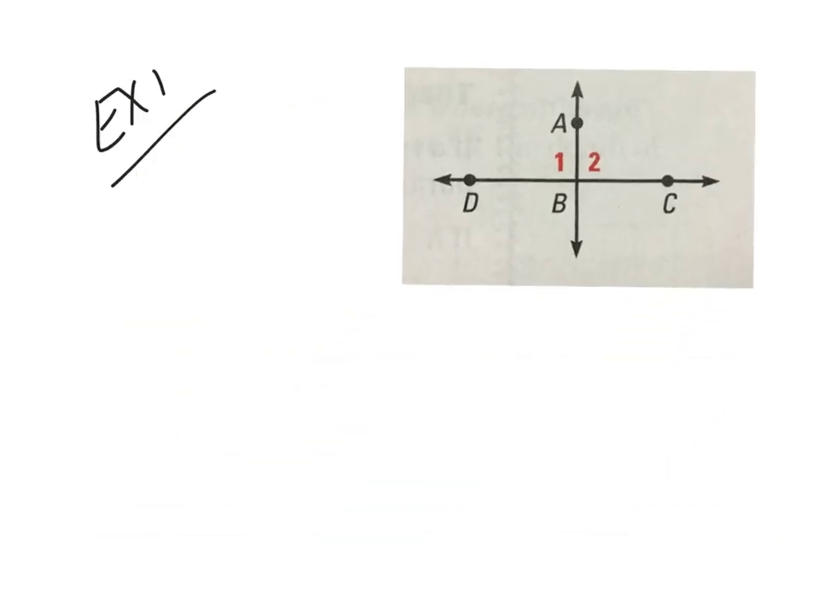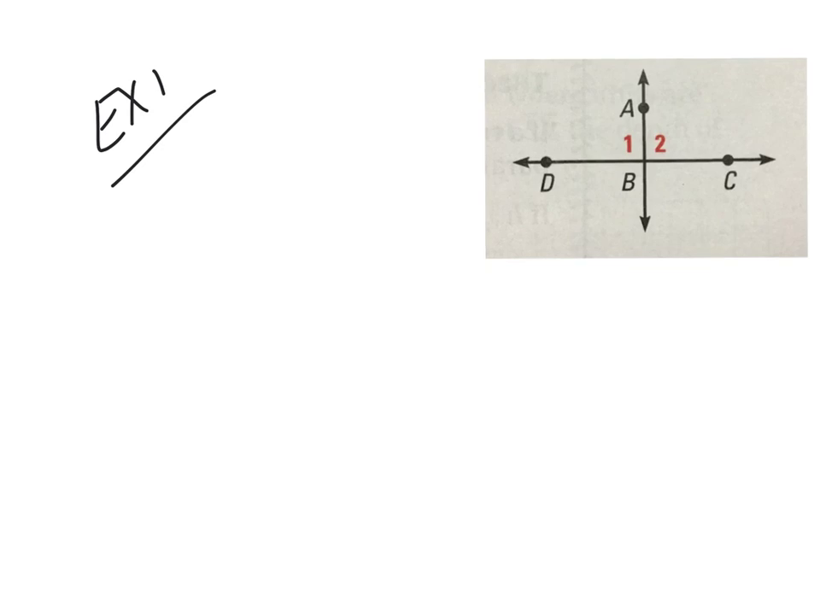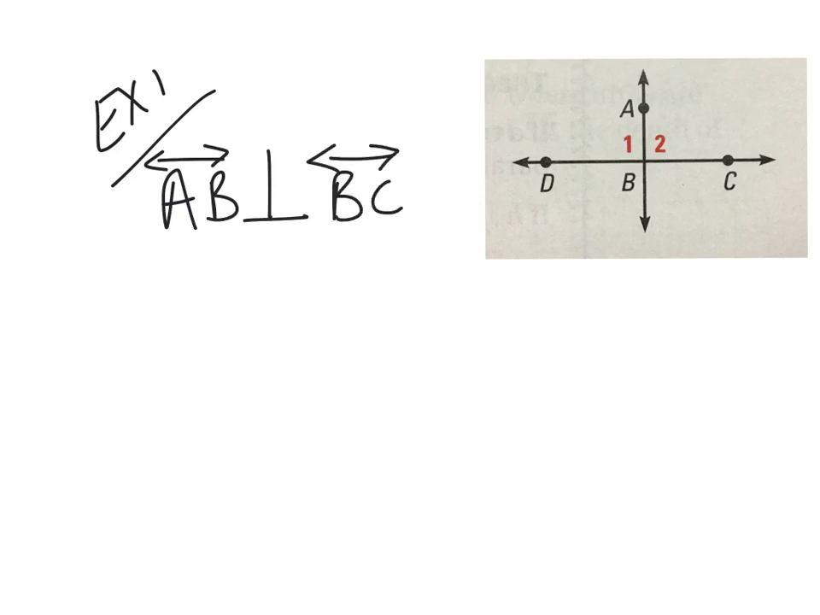I'm going to take a picture. You can draw it. It's a pretty simple little drawing. All right, so looking at this diagram, the book's telling you line AB is perpendicular to line BC. What can you conclude about angle 1 and angle 2?